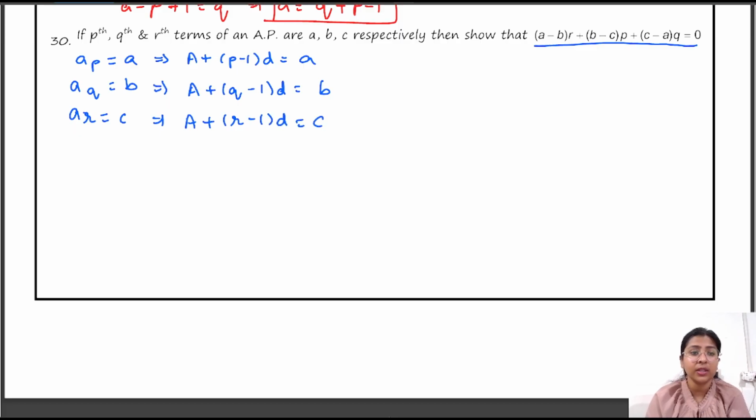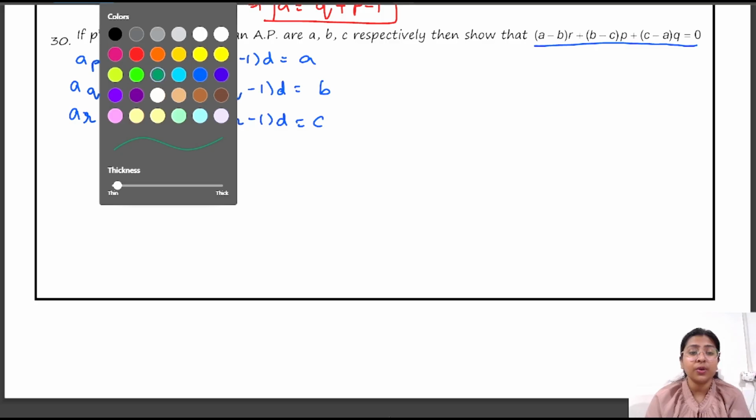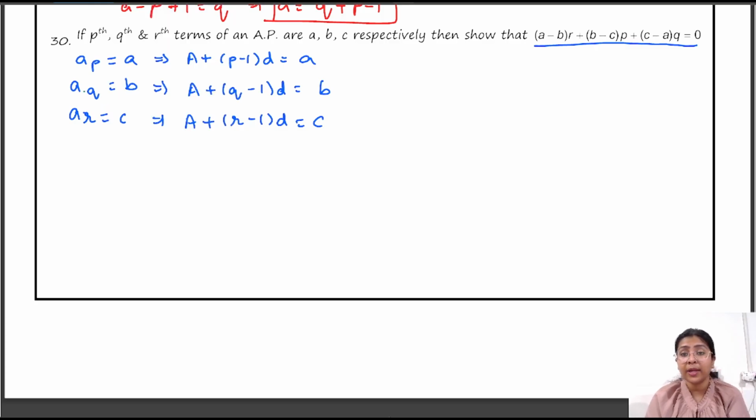Okay, this is clear. Now our focus is on what we need to prove: A minus B. A minus B will come when you subtract the first and second equation. So we will write equation 1 minus equation 2 and multiply it by R. So you will get the first term. Okay, so we can do directly, yes or no? A minus B into R. This will be the RHS.